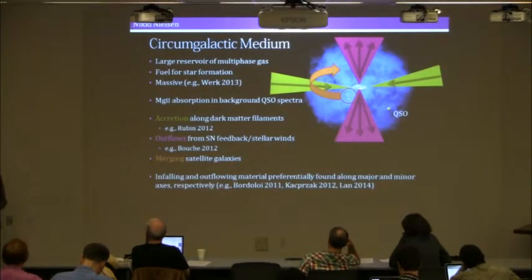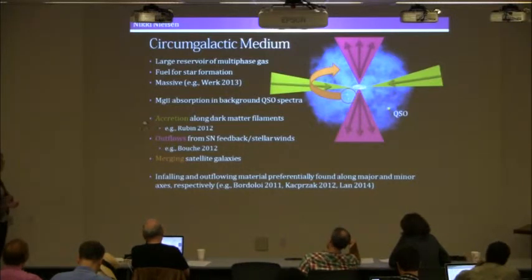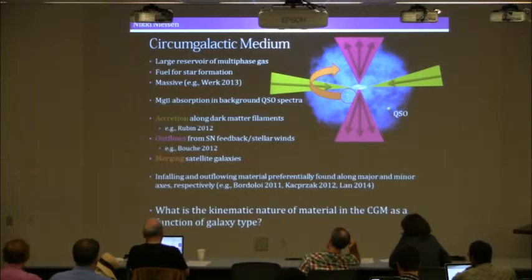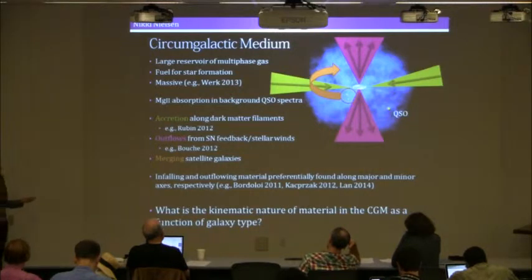More recent work has looked at where magnesium-2 likes to stay around the galaxies, and it's been found that it's preferentially located along the major and minor axes of the galaxies, which is consistent with the idea of accretion and outflowing material. For my talk today, I'm going to focus on what is the kinematic nature of gas in the CGM that's traced by magnesium-2, and how does it change as a function of galaxy type, because we know different types of galaxies have different processes occurring in them.